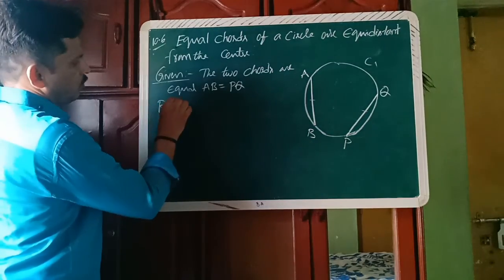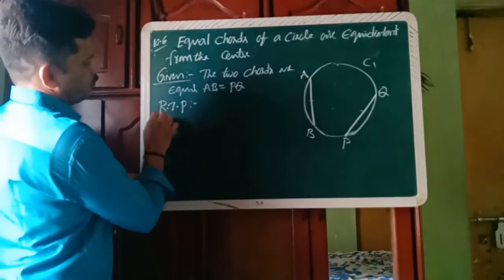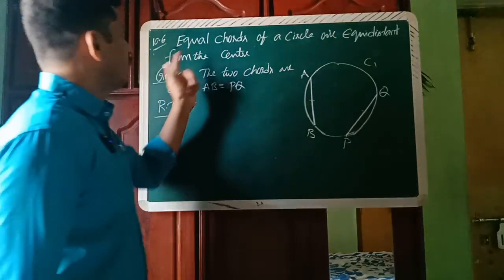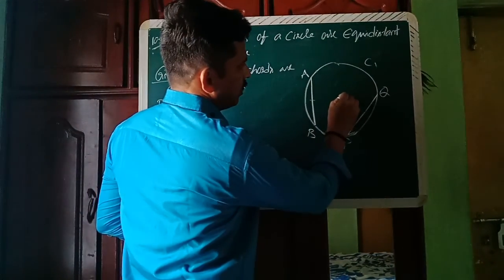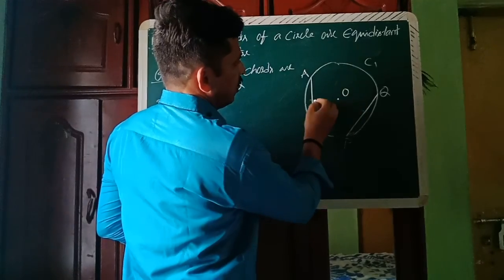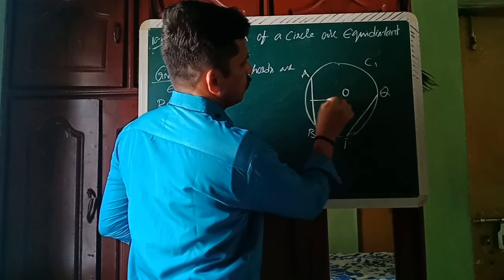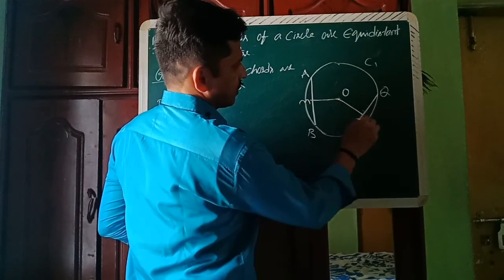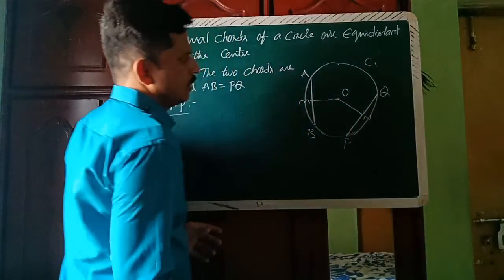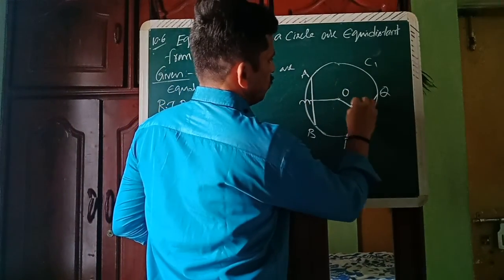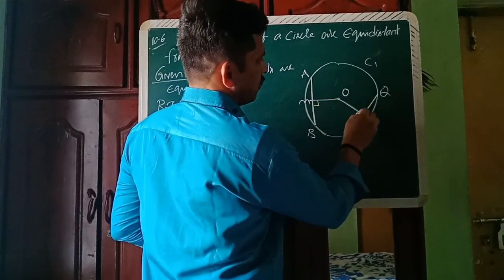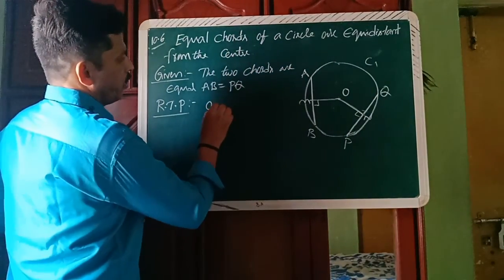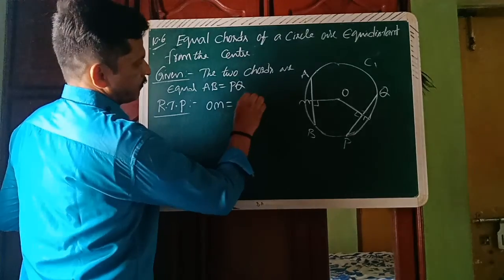What you have to prove? Required to prove: those equal chords are equidistant from the center. Suppose the center of the circle, we join here these two, this one and this one. These two are two perpendiculars. How are these two equal? This is the theorem. So what you have to prove is OM is equal to ON.